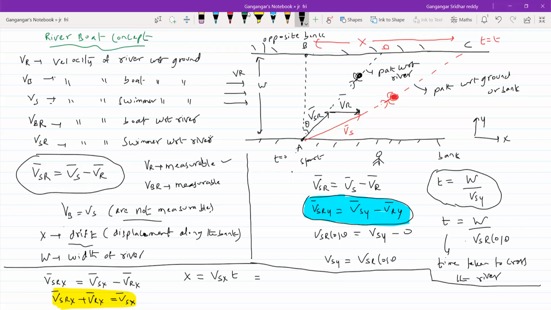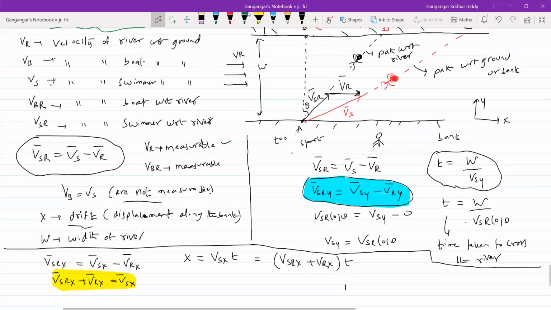Okay, now we'll substitute the value of VSX. So this will be VSRX plus VRX into t. I'll slide it down. What should you call this? This is the drift. In the end, I'll write it.